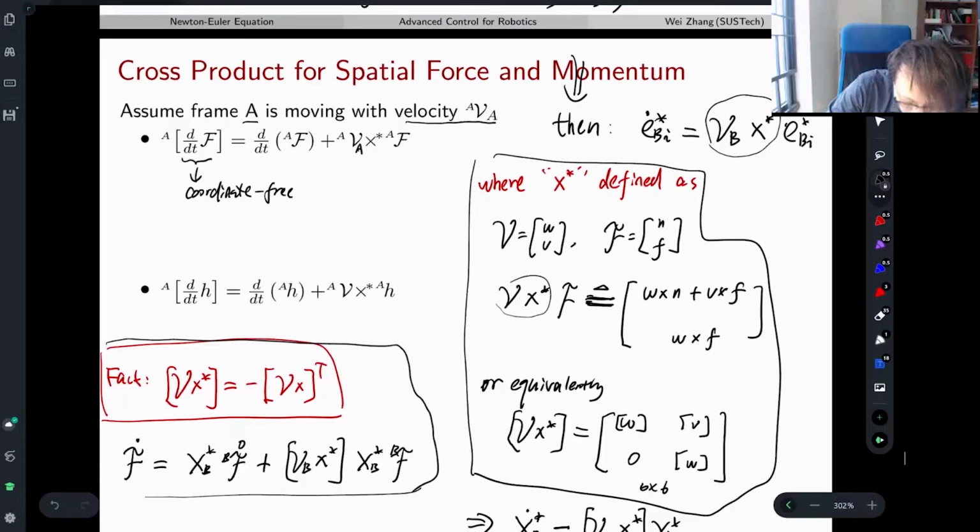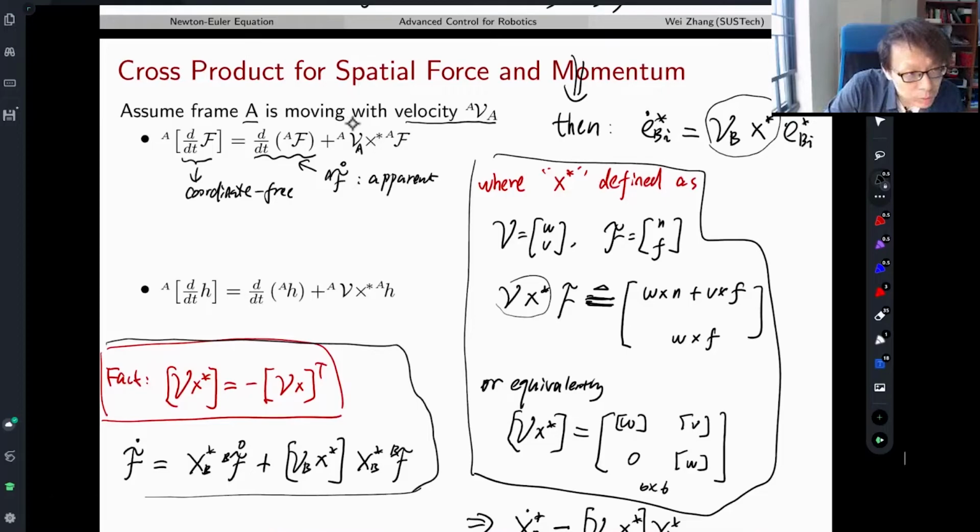It's just a vector change, okay? Change of that vector gives you another vector, a force vector, and you represent that force vector in A frame. And this equals F a ring, which is the apparent derivative, plus something due to the frame A changing, the coordinate of that A is changing. It's just because of this part.